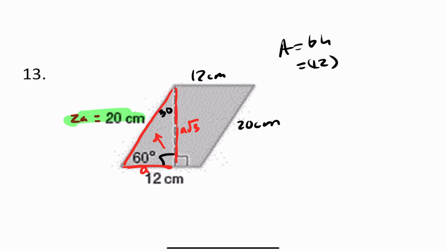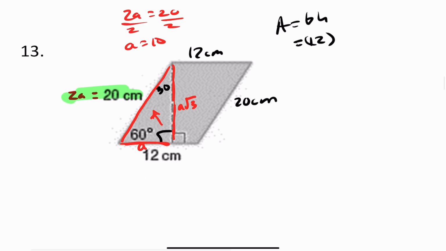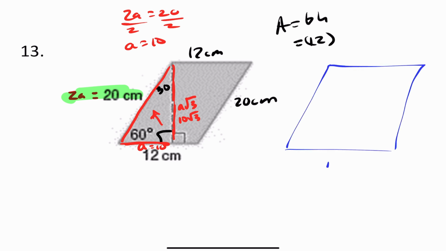So I'm looking at this thing here. I have 2A equals 20. If I divide both sides by 2, A is equal to 10. So this side is 10, and this height, the height here, is 10 root 3. So let me go ahead and redraw this figure real quickly. I have 12, 12, 20, 20, and the height is 10 root 3.